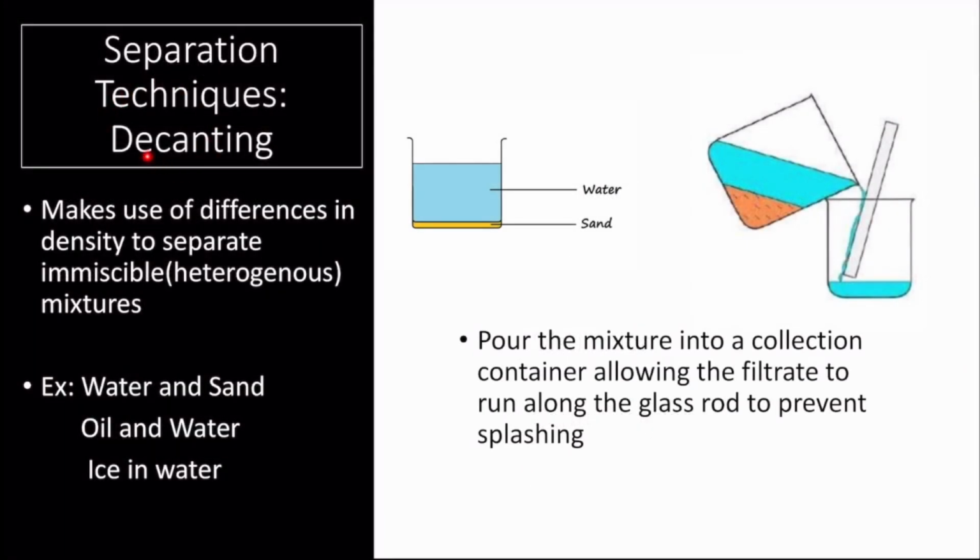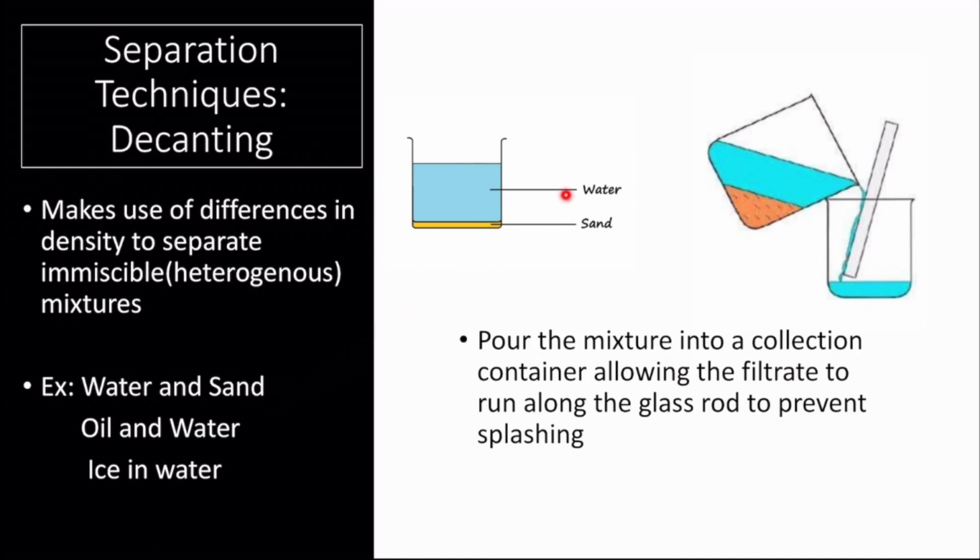The first separation technique is decanting. This technique makes use of differences in density to separate immiscible or heterogeneous mixtures. For example, water and sand, oil and water, and ice in water, all of which are heterogeneous mixtures.